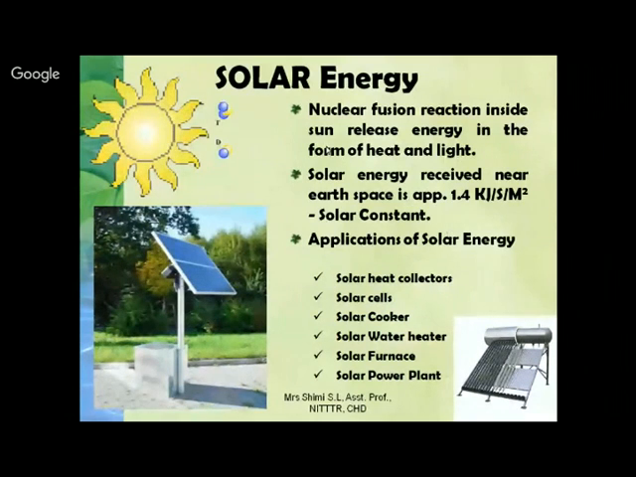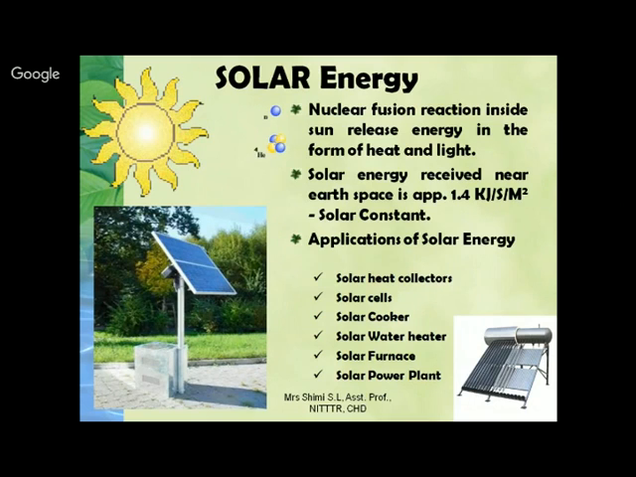That energy can be utilized at the earth's surface. Solar energy received near the earth's space is 1.4 kilojoules per second per meter squared. That is said to be the solar constant. That is the energy which the earth's surface is receiving, and it is continuous, but not throughout the year. Okay, that is a disadvantage of the solar system also. We'll see it later. So how to harness this energy in an efficient way? That is what we have to see.